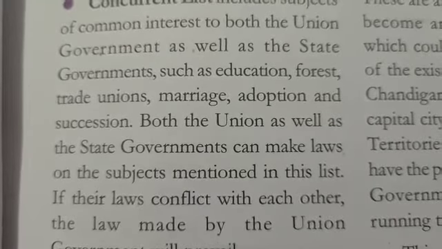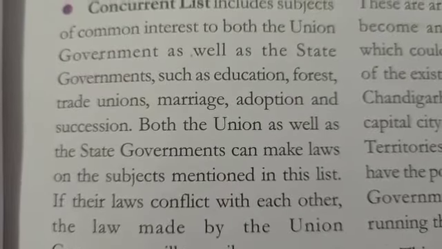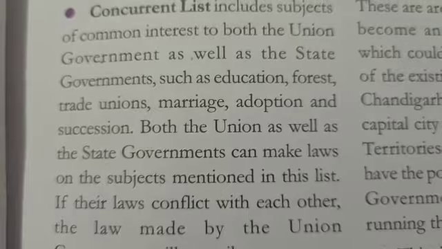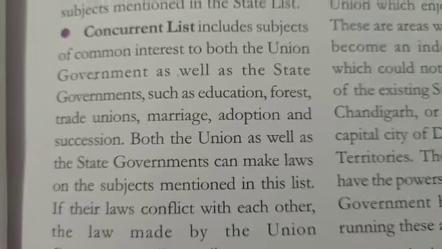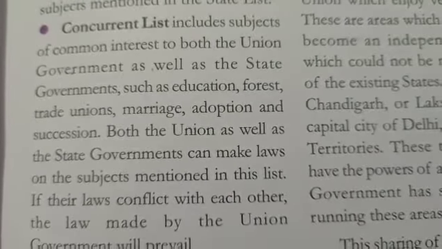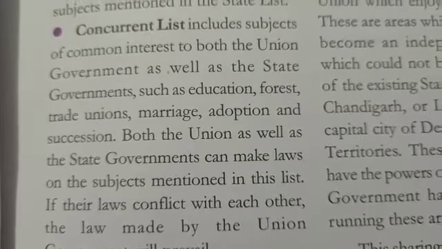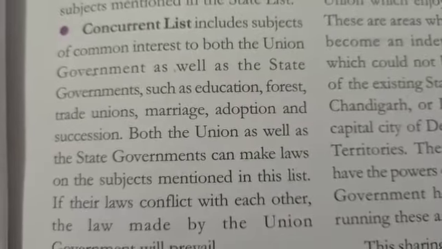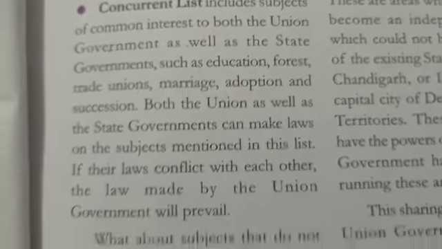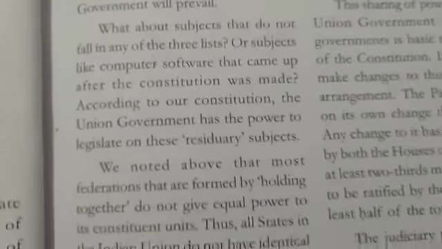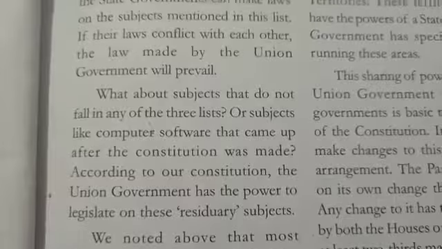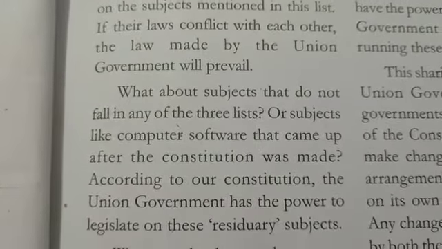Both the union as well as the state government can make laws on subjects mentioned in this list, and the laws should not conflict with each other; if they do, the law made by the union government prevails. Now, what about subjects that do not fall in any of the three lists? They do not belong to the union, state, or concurrent list.